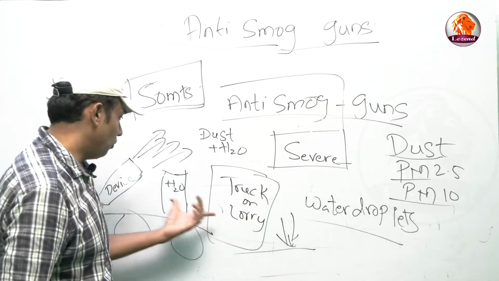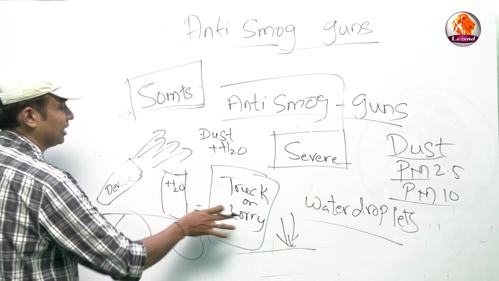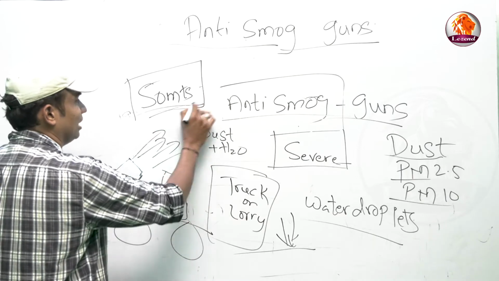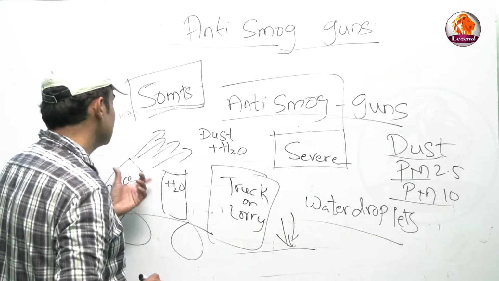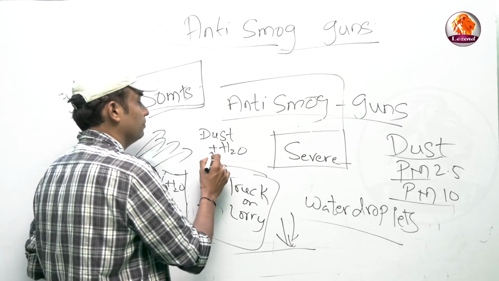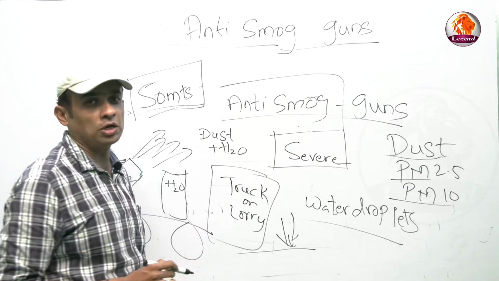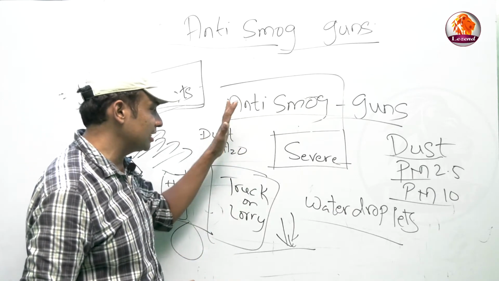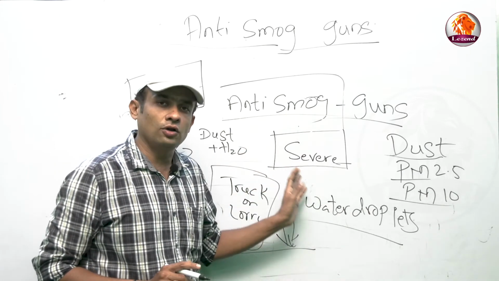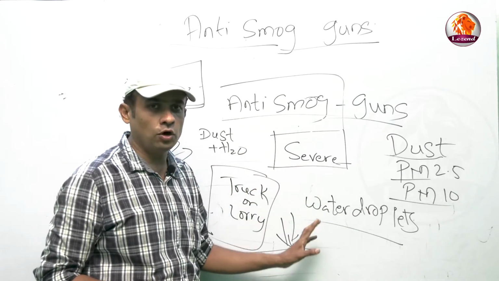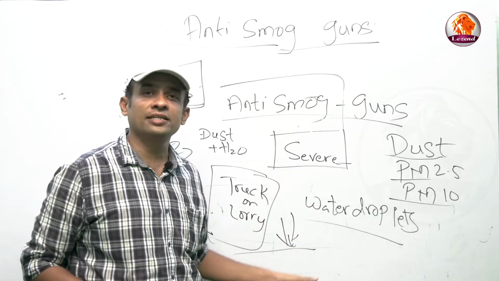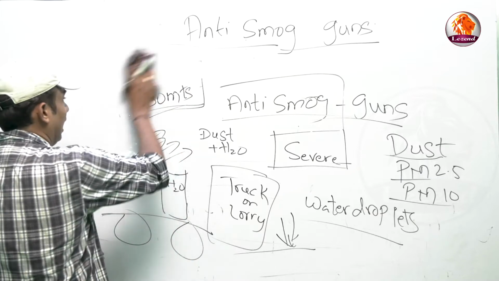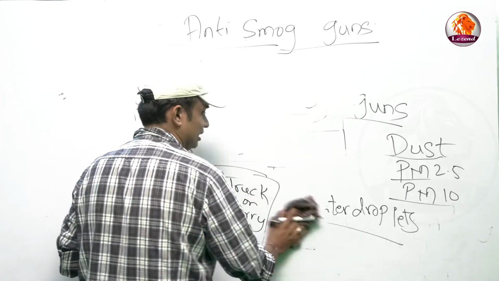Okay, it is a device mounted on a truck or lorry. It shoots water droplets into the atmosphere up to a distance of 50 meters. These water droplets mix with dust in the atmosphere, and after mixing with water, these dust particles come and settle down on the ground, therefore reducing the pollution in that particular area. Okay, you have understood that. Anti-smog guns.